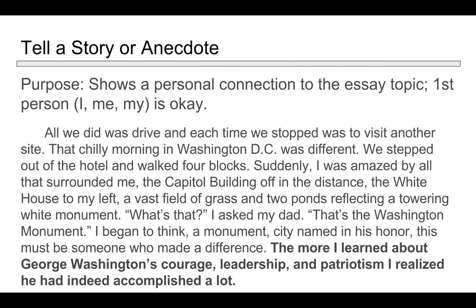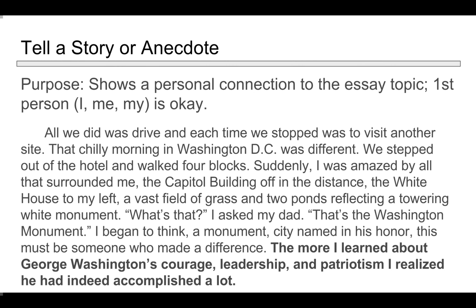All we did was drive, and each time we stopped was to visit another site. That chilly morning in Washington, D.C. was different. We stepped out of the hotel and walked 4 blocks. Suddenly, I was amazed by all that surrounded me. The Capitol building off in the distance, the White House to my left, a vast field of grass and 2 ponds reflecting a towering white monument. "What's that?" I asked my dad. "That's the Washington Monument." I began to think, a monument, a city named in his honor? This must be someone who made a difference. The more I learned about George Washington's courage, leadership, and patriotism, I realized he had indeed accomplished a lot.